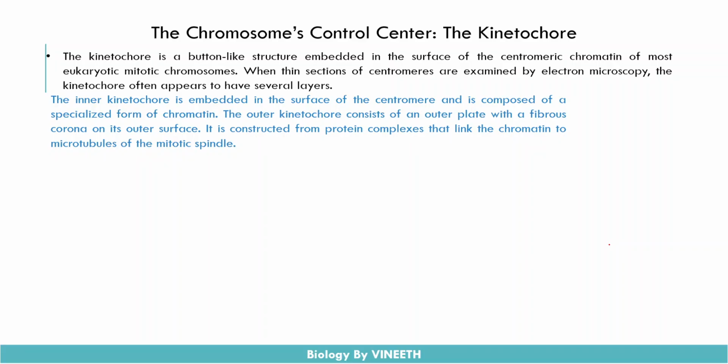If you look at this kinetochore under the electron microscope, it will appear as several layers. The inner kinetochore, the half part of the kinetochore, is actually embedded in the centromere, which contains a specialized form of the chromatin molecule. And the outer kinetochore contains an outer plate with a fibrous corona, and also a lot of protein complexes that link the chromatin molecule or the chromosome with microtubules. Microtubules are the mitotic spindle proteins, or the spindle assembly checkpoint proteins.